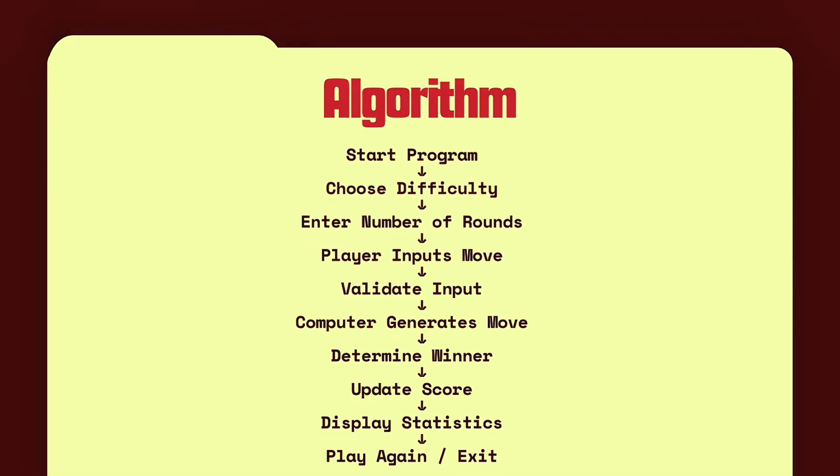Here is the algorithm of our game. First, the user chooses a difficulty level and enters the number of rounds. Then, the user selects rock, paper or scissors. The program checks if the input is valid. Next, the computer generates a random move. The winner is determined and the score is updated. After all rounds are completed, the game displays the results and asks whether the user wants to play again or exit.